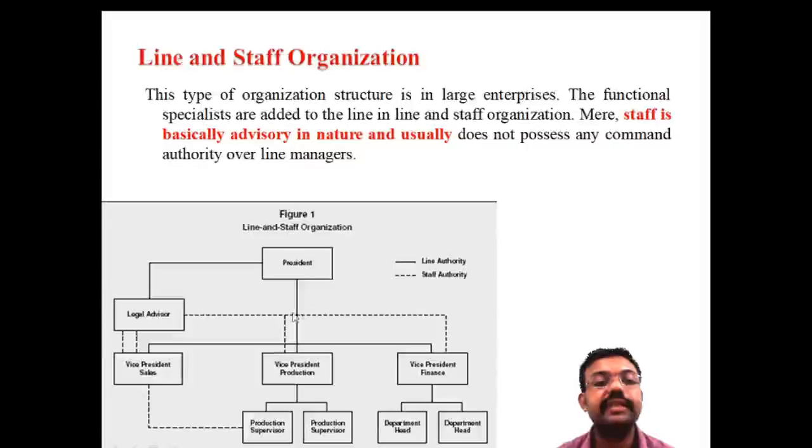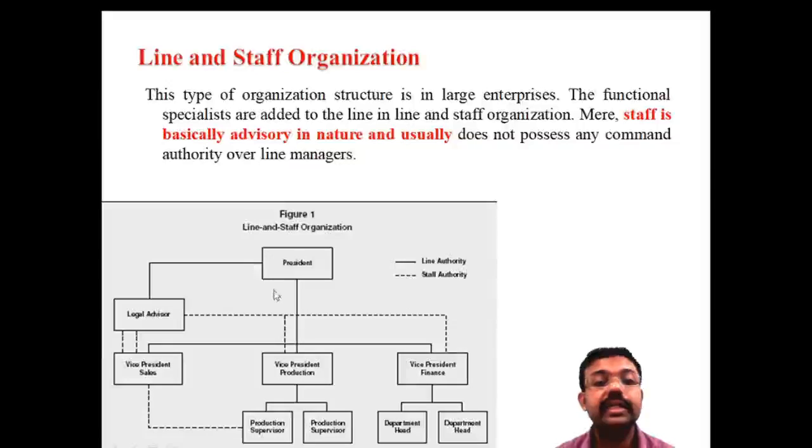The staff is giving necessary advice to the top level managers. The staff is giving advice for the betterment of the organization, and does not possess any command of authority over line managers. It gives only suggestions. Like sometimes the top level manager, the president, is appointed a PA, a personal assistant. The personal assistant is giving advice to the president.